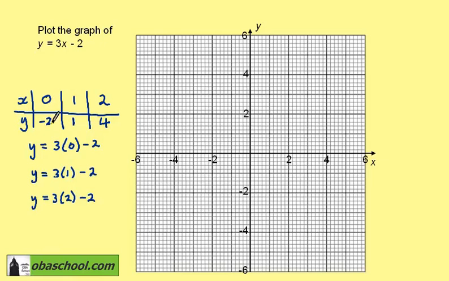So we need to plot (0, minus 2), (1, 1), and (2, 4). We need to draw a straight line through the points and label it.